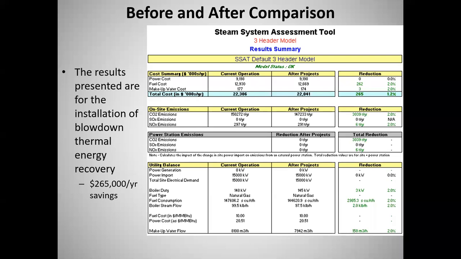I don't know if you can read those numbers up there or not. They're fairly small, but you can see it's showing a fuel cost savings of $262,000 a year and water savings of $3,000 a year, for a total of $265,000. We did not even try to do water cost savings in our hand calculations, which we could have, but we just didn't.